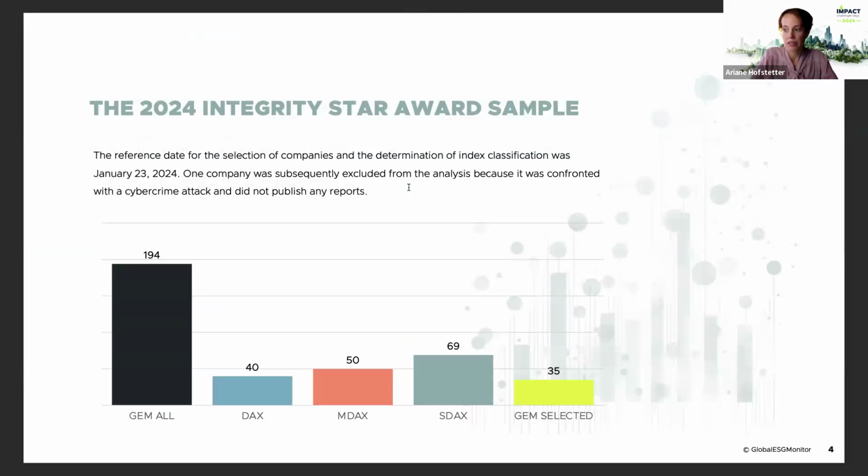What did we do this year? This year we have selected a smaller sample of 194 companies. This sample includes companies from DAX, MDAX, SDAX, and our GEM selected. One company is missing in SDAX because they were not able to publish their report on time due to a cybercrime case, so this is only 69 for the SDAX. GEM selected is a combination of privately held companies, but also companies in other indices from all over Europe, and one US company who asked us to evaluate their report and which is in our sample now.